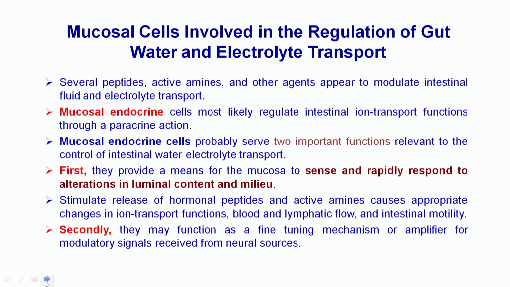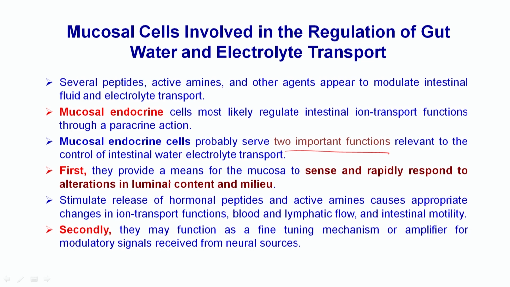Mucosal cells involved in the regulation of gut water and electrolyte transport. Several peptides, active amines and other agents are known to modulate intestinal fluid and electrolyte transport. Mucosal endocrine cells most likely regulate intestinal ion transport functions through paracrine action. Mucosal endocrine cells probably serve two important functions relevant to the control of intestinal water and electrolyte transport.